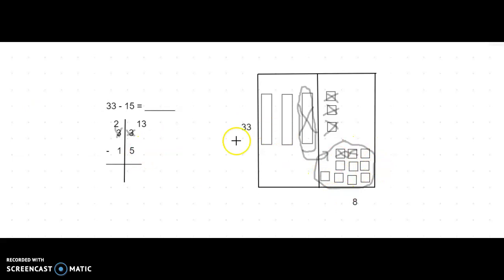Let's see. Now I have 2 tens here. I need to take away 1 ten. So I'm going to take away 1 ten. I had 2 tens, I took away 1, which means I have 1 ten left. So I have 1 ten and 8 ones left. I'm going to bring that over here. I have 8 ones and 1 ten. What does this mean? Well, if I have 1 ten and 8 ones left, that means 33 take away 15 is 18. So 33 minus 15 equals 18.